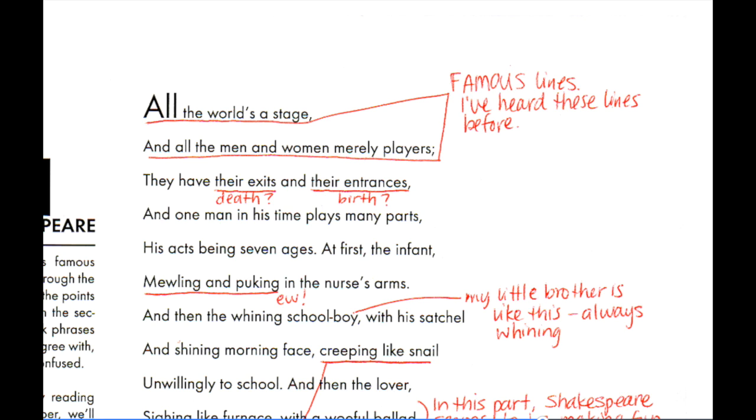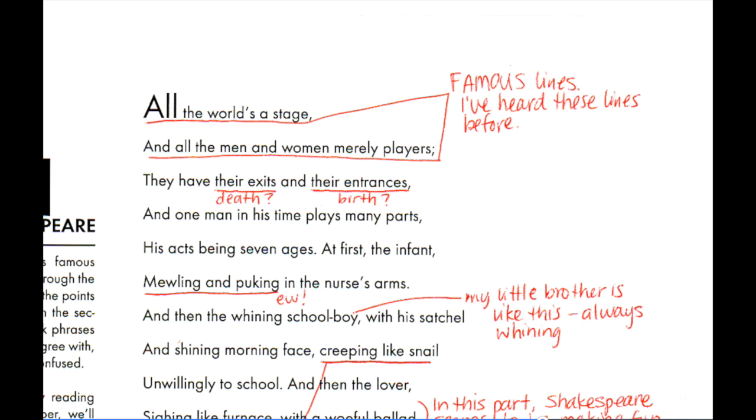I like that the stages are broken down very clearly into the seven. The first is the infant mewling and puking in the nurse's arms. I'm like, gross. I've been puked on by my own children. Nothing says parental love like being puked on by an infant. So that spoke to me.